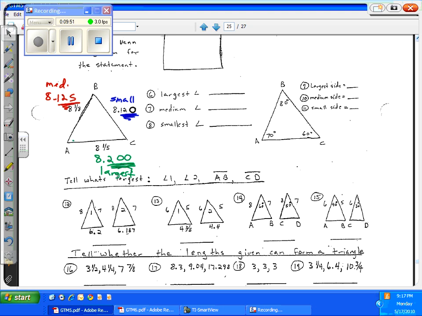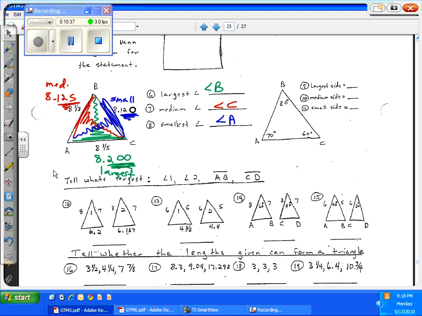Now, the largest angle is opposite the largest side, so the largest angle is angle B. The medium size angle is opposite the medium size side, and so the medium size angle is angle C. And the smallest angle is opposite the smallest side, so the smallest angle is angle A. Any questions on that? Okay.